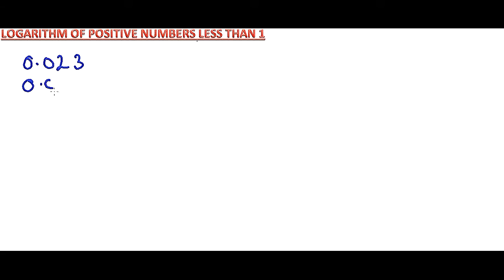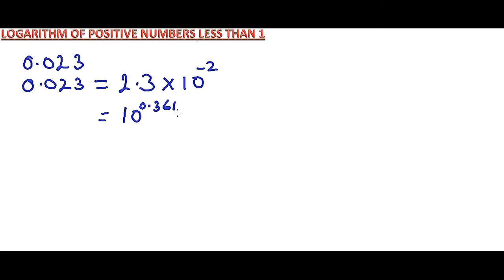So we say 0.023 is the same as 2.3. We move the decimal point 2 places to the right, and then we multiply by 10 to minus 2 because we have moved the decimal to the right. Now, using the logarithm tables, we can get the logarithm of this 2.3. That is, we express 2.3 to the powers of 10, and using the logarithm tables, we get 0.3617. Then we multiply by 10 to power minus 2.